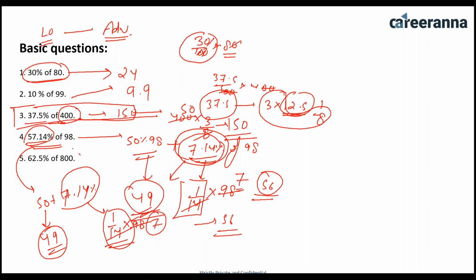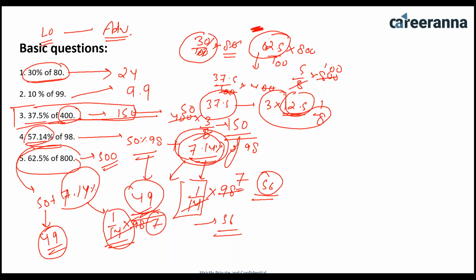Okay, so fifth question is the same question again. 62.5%, I'm doing it here. 62.5% of 800. 62.5 multiplied by 800 divided by 100. Very easily calculated. What I can do here is, 62.5 can be written as 12.5 multiplied by 5. That is 5 by 8 multiplied by 800. It is 500. So answer for this question is 500.